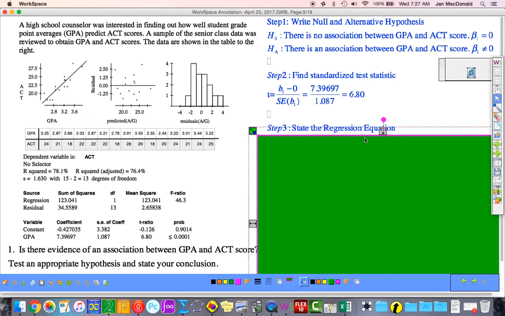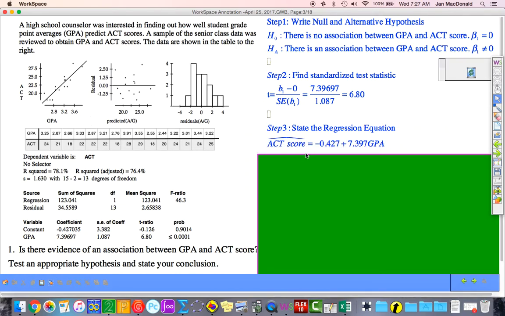So we should have the predicted ACT score is equal to negative 0.427 plus 7.397 GPA. Again, let's go back over to our computer printout. Here's our slope, and here's the coefficient of the constant. Well, our constant in this case would be the y-intercept. So that number negative 0.427 is this number right here. Okay, so we've stated the regression equation in context. The predicted ACT score is equal to negative 0.427 plus 7.397 GPA.